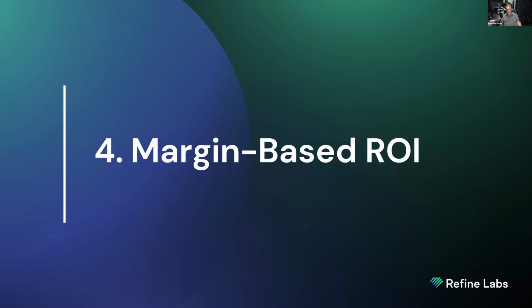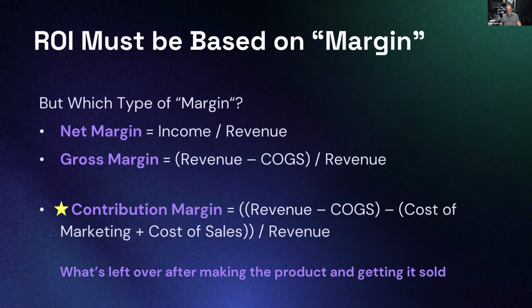How do we do a margin-based ROI? And the problem is, what type of margin? It turns out that there are 10 or 12 different types of margins that will be familiar to people in finance. The two most commonly used and talked about are net margin and gross margin, but there are many, many other kinds of margins that finance is going to be aware of.